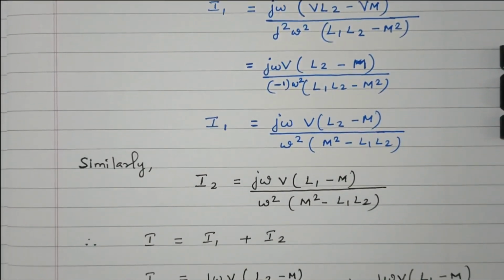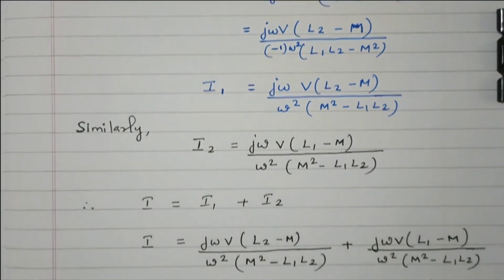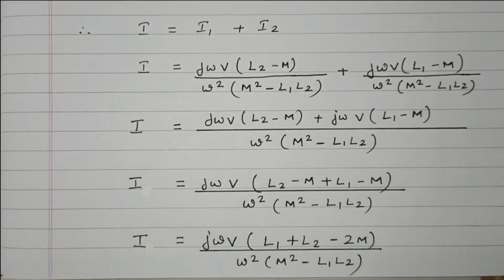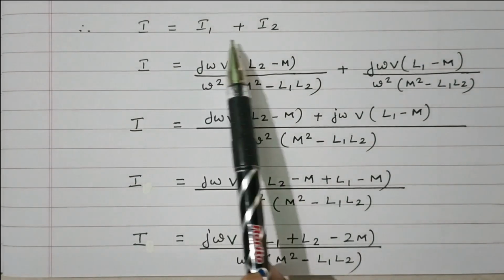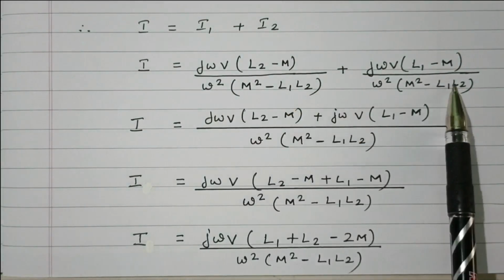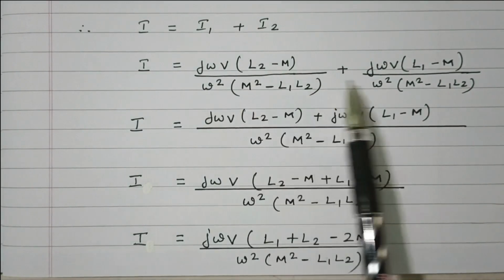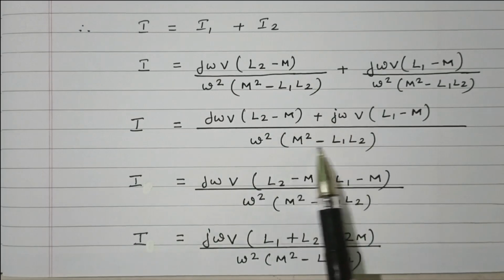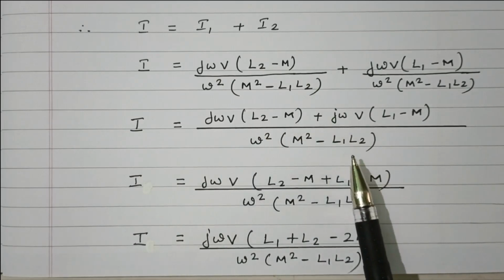So similarly we can write the expression for I2. The same thing can be written here, with L1 minus m, only that changes. Here it is L2 minus m, and I2 is written with L1 minus m, right? So now we have the expressions for I1 and I2, so that we are able to find the total current I. The total current I equals I1 plus I2. So this expression is written, only here L2 is available, here L1 is available. Now we'll take the LCM. Both terms have the common denominator, so both are added together, right?